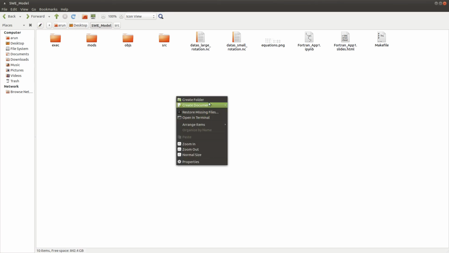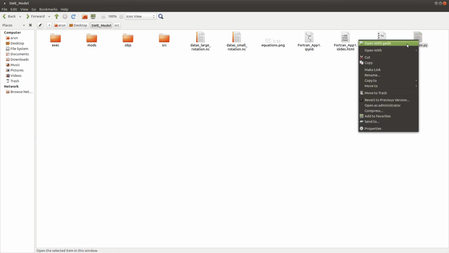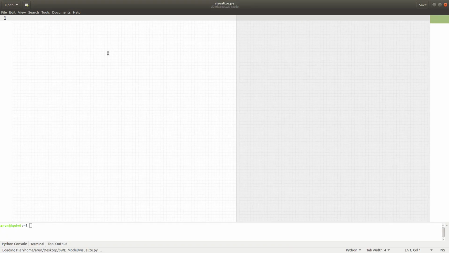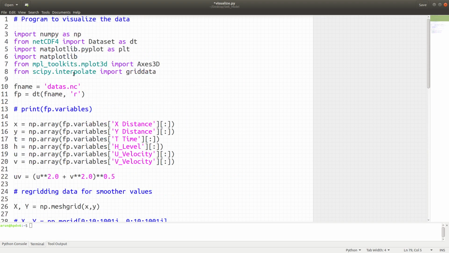So let's create a new Python file. I'm using Python, but you can use anything for that matter. I'm going to call this visualize.py, and I'm going to open it with gedit. Let me zoom the screen up for you, and I'm going to paste this code over here. It helps to know a little bit of Python here.